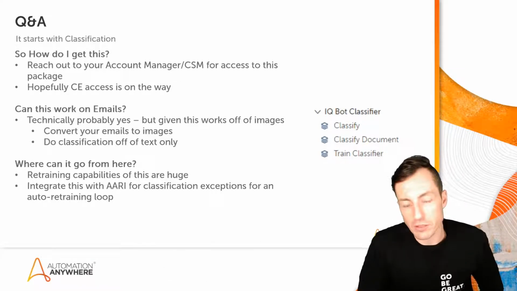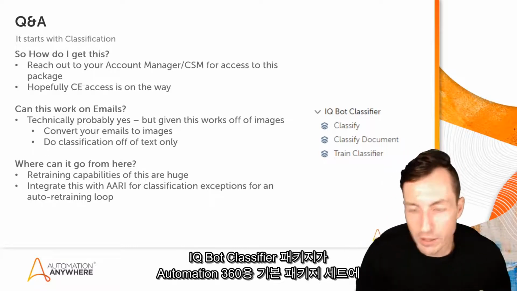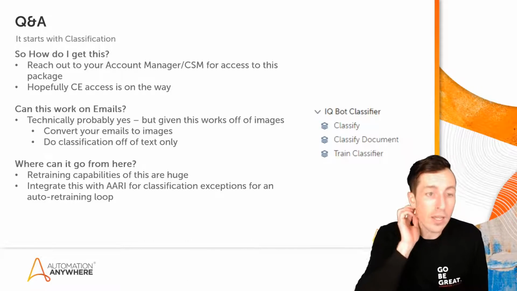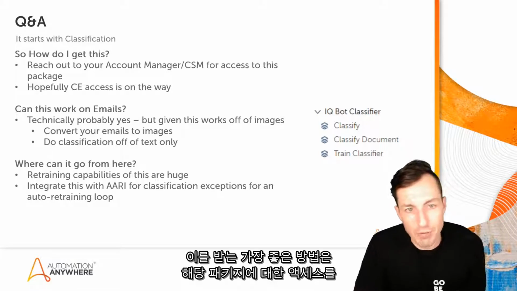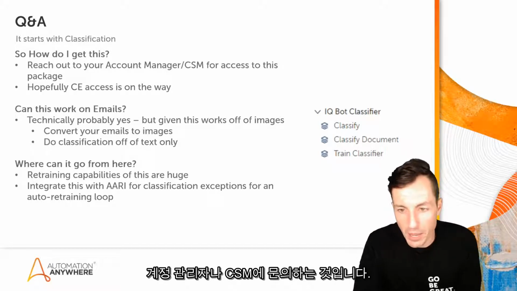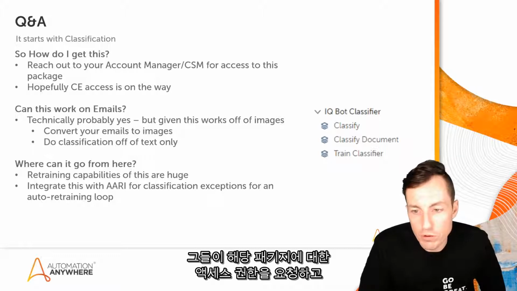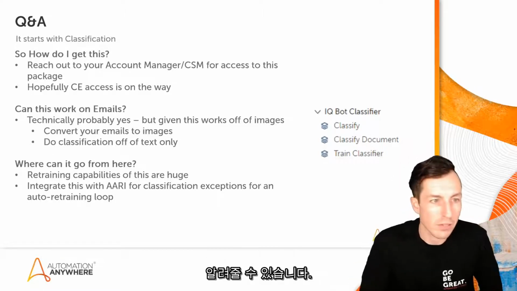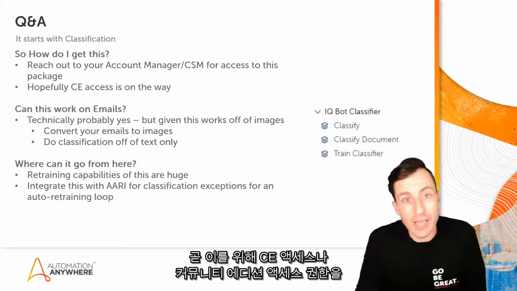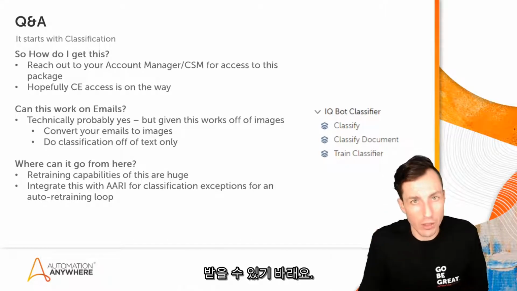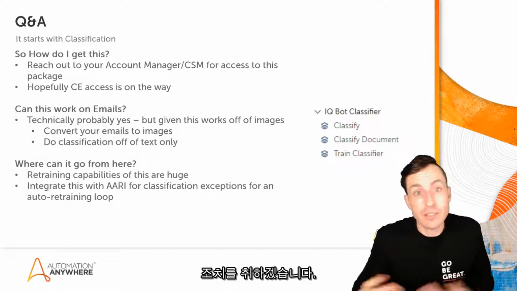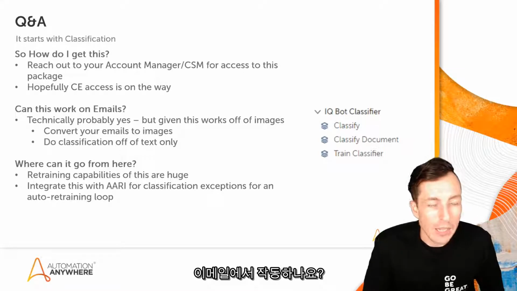First off, how do I get this? You're right in noticing that the IQBot Classifier package does not show up in the default package set for Automation 360, nor does it show up in CE as of right now. The best way to get this is to talk to your account manager or your CSM for access to this package. They can go through with you the process for requesting and gaining access to this package and what the licensing is like and things like that. Hopefully we'll have CE access or Community Edition access for this on the way. Trying to see what we can do there to enable people to test this out or at least see how it works in community.